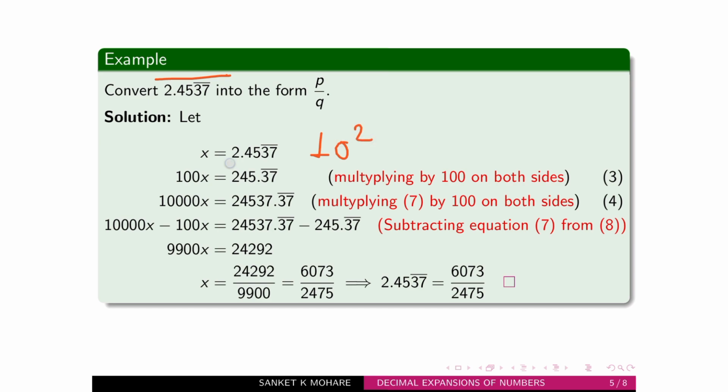100 into x, 100x is equal to 245 point bar 37. After multiplying by 100 to this number, decimal will shift by 2 places. We got equation 3: 100x equal to 245 point bar 37. Now since two digits are repeating after decimal, we have to again multiply by 10 raised to 2, that is 100.